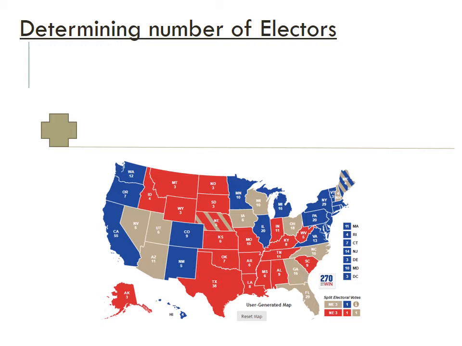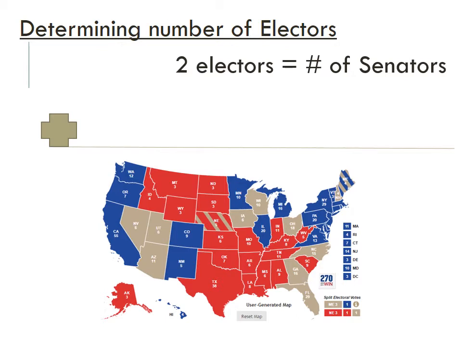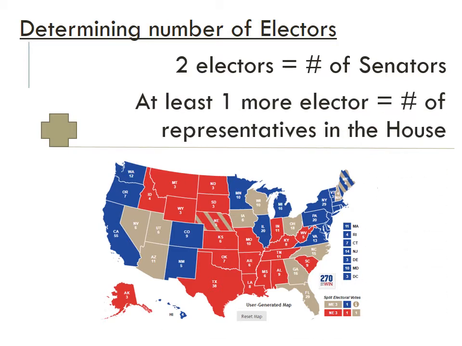So here's how we determine the number of electors. Every state gets at least 2 electors for the number of their senators, right? So every state has 2 senators, and so therefore they get 2 electors. They also get at least 1 more elector because of the number of representatives they have in the House of Representatives. So if you think about this, Montana, North Dakota, and South Dakota only have 1 person in the House of Representatives to represent their entire state.